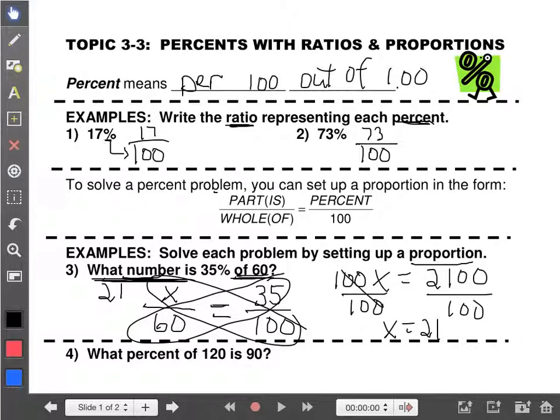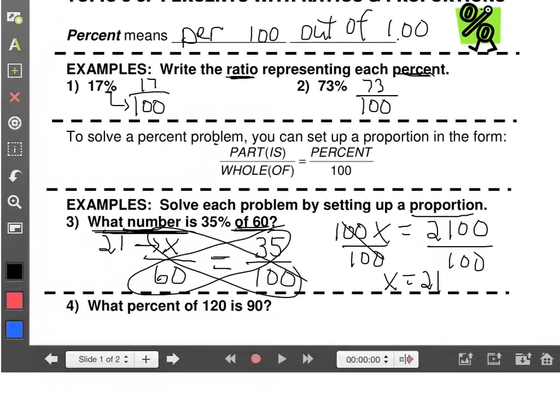In order to check this, you could just replace this x with 21, and you could divide both of these on the calculator to see if you get the same. And you should get 0.35 when you divide it on the calculator. All right, let's try another one.